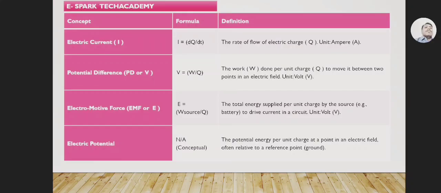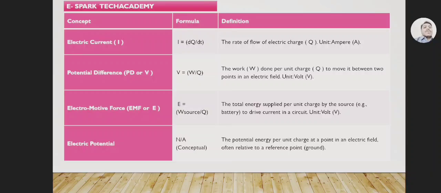Spark Tech Academy will now be giving you the electric current formula, and covering potential difference, electromotive force, and electric potential, what the differences between them actually are and how they are derived. This was actually explained in the previous lecture. Still, I am giving you this slide because you should be able to understand what potential difference is, the difference between two points. What is current? It is nothing but the rate of flow of electrons, or electric charge per unit time.